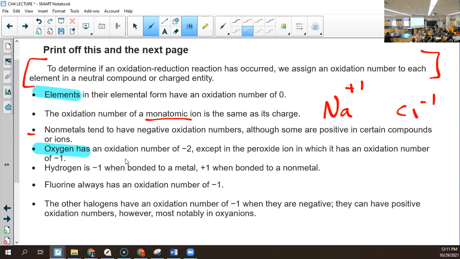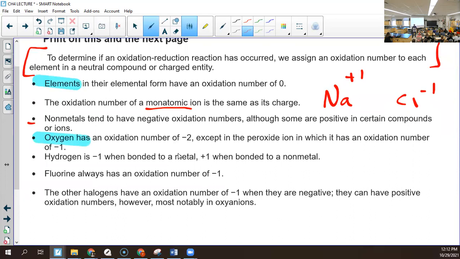Oxygen has an oxidation number of -2, except in peroxide, in which it has an oxidation number of -1. You hardly ever deal with a peroxide. So tell your partner right now, oxygen is pretty much always a -2. It's always a -2. Okay.